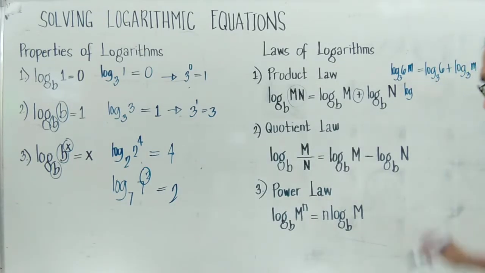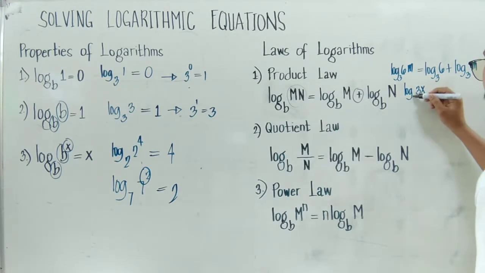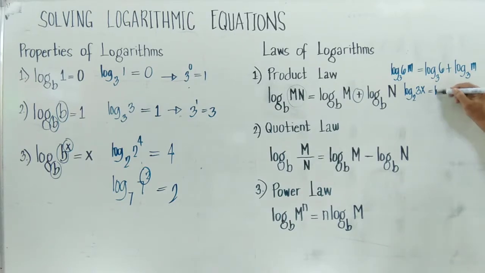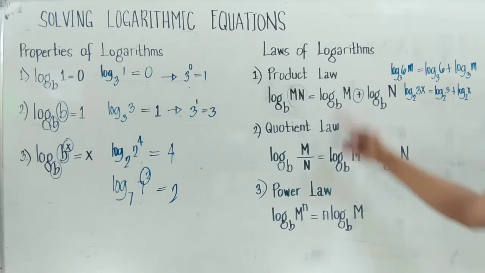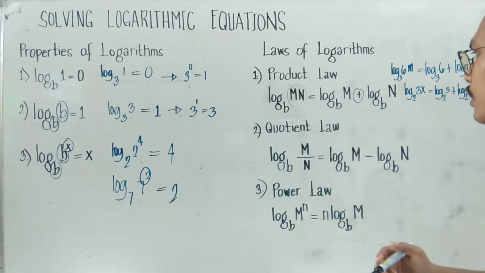Another example is log of 3x base 2. So we have log of 3 base 2 plus log of x base 2. So easy. Okay? Another law of logarithms is the quotient law.